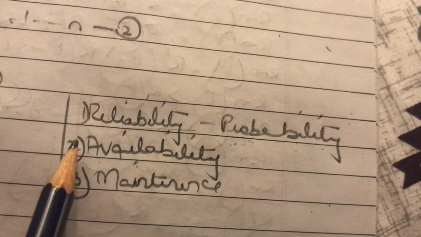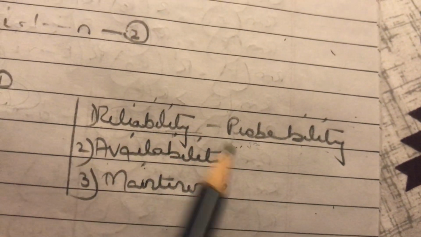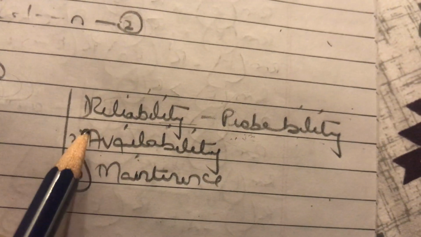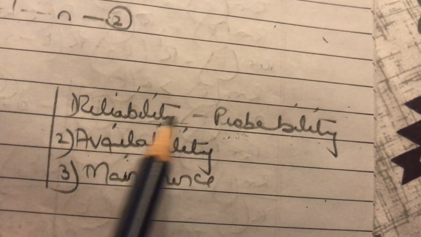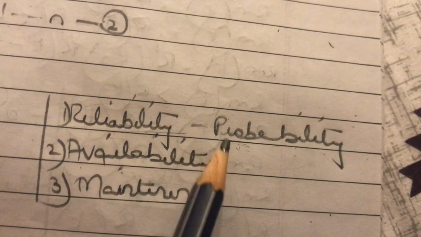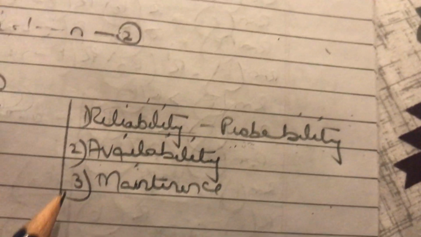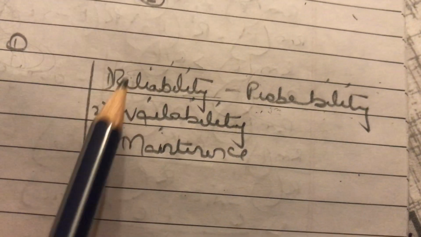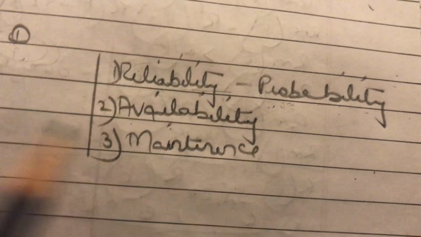Availability is basically also a probability, but it is for the repair rate. We go through the repair conditions of our item, of our component. So these are two terms, and the third is the maintenance.